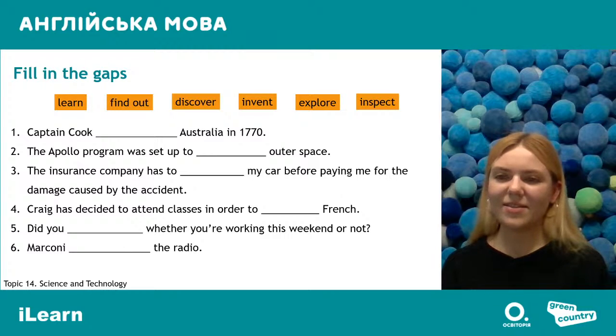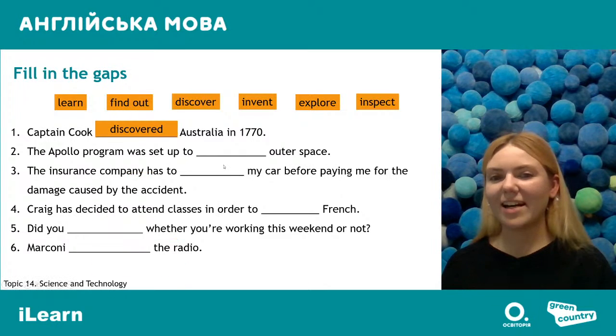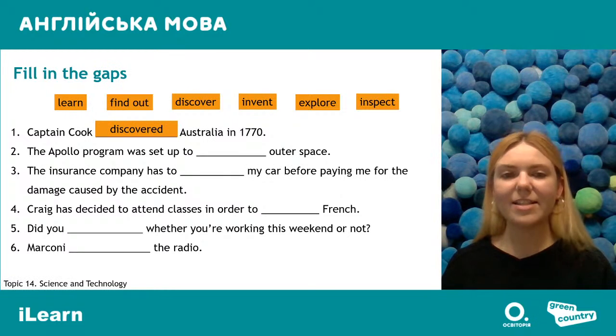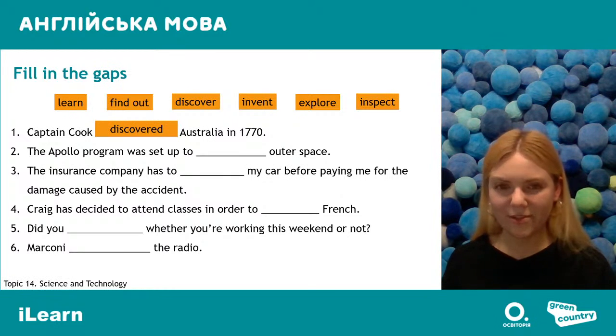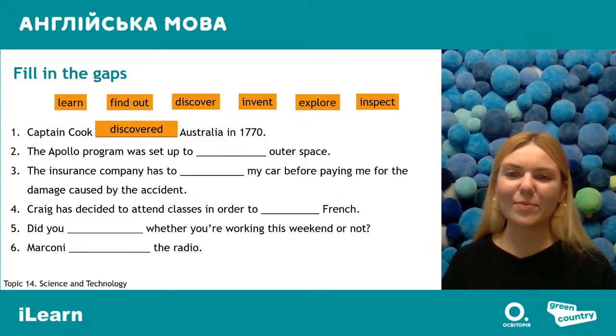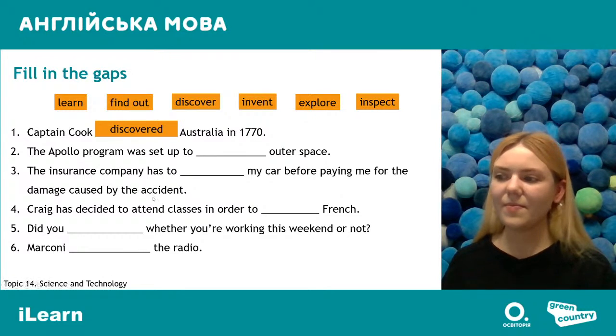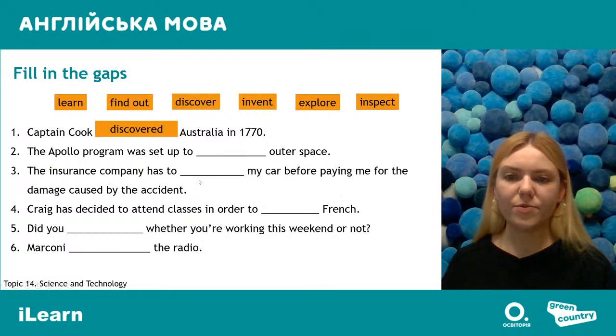And what did Captain Cook do with Australia in 1770? So, probably not invented, but he discovered. Yeah, Captain Cook discovered Australia in 1770 because Australia had existed before that. We just didn't know about it. And Captain Cook discovered it. Відкрив. Number 2. The Apollo program was set up to outer space. So if it's about space, very often we will use the word explore. To explore outer space, щоб досліджувати відкритий космос.